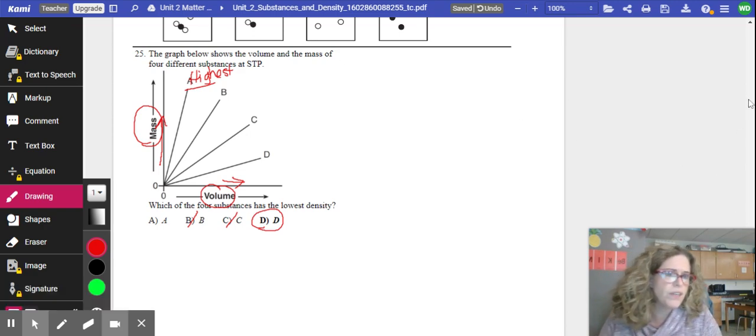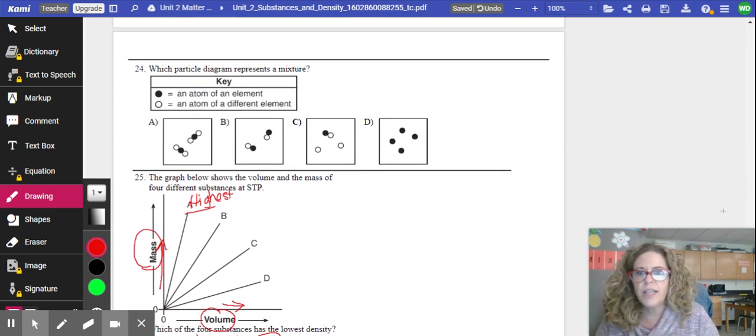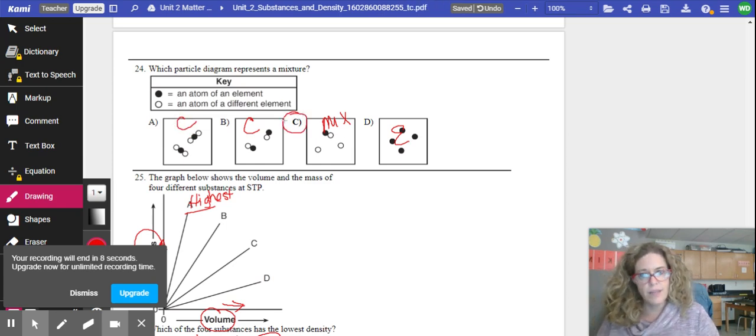I think with my video, I still have a smidgen more time, so I'll do the next question. I need a mixture. I've got 30 seconds. This is just an element. It's a pure substance, everything the same in the box. This is a mixture, because I have different things inside the box. Everything's the same in the box, so it's an element or a compound. This is a compound. Everything's the same in the box, so this is an element or a compound. This is a compound. So that's why C is the mixture.